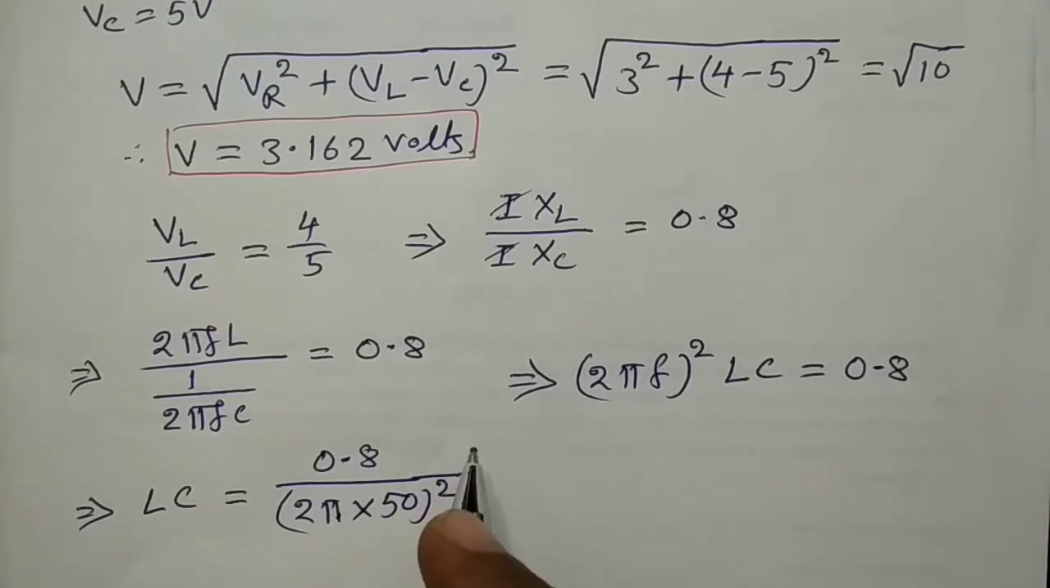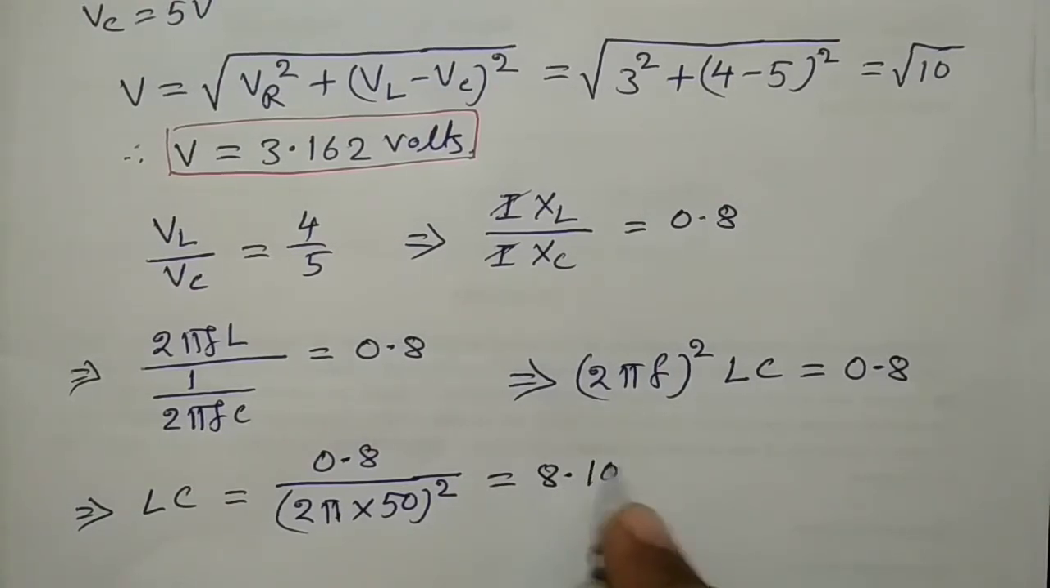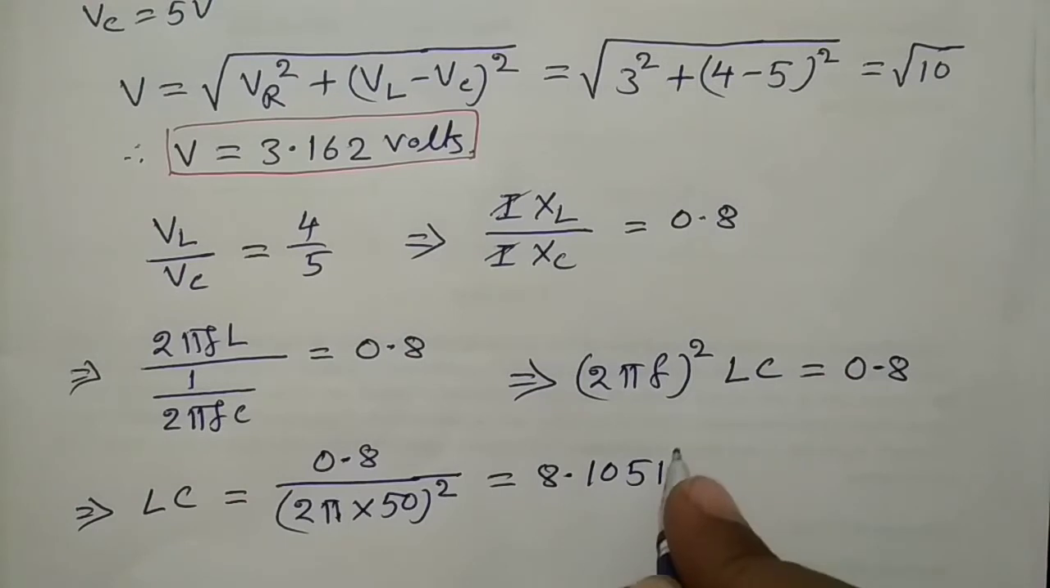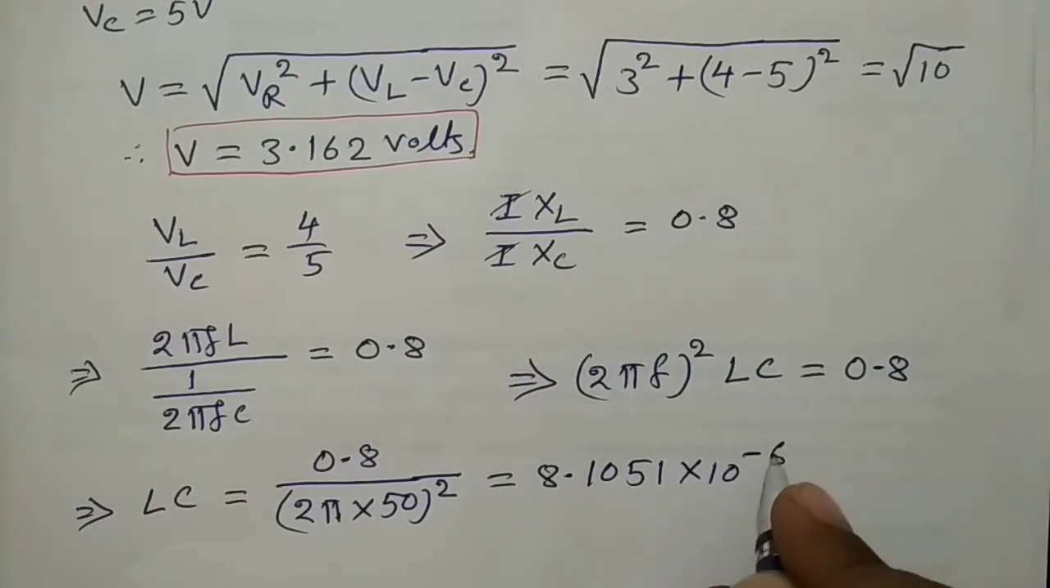So after solving this, we'll get the value as 8.1051 into 10 to the power minus 6. That is the value of L into C.